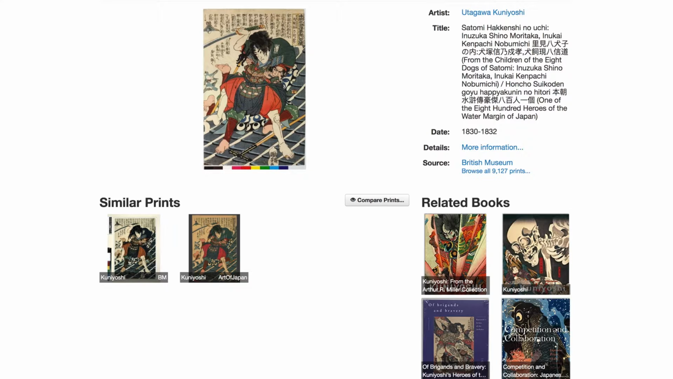And on the right-hand side there, you see a list of related books. I try to provide additional information that would be helpful for people who are studying these prints in particular. In this case, you can see all these books are very relevant. They're all about Kuniyoshi, his warrior prints, and things like that.